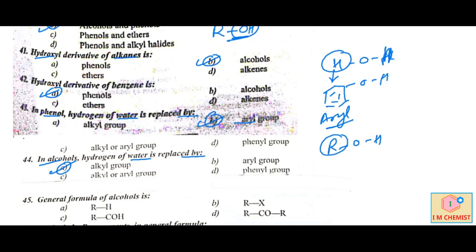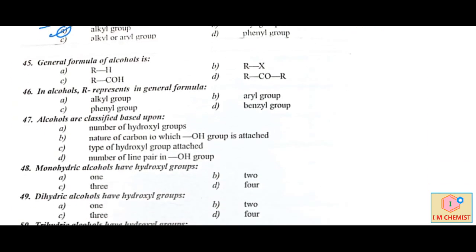Then MCQ number 45, general formula for alcohols. So general formula for alcohols is ROH. Here this is alkanes, this one is aldehydes, this is alkyl halides, while this one is ketones. So right option would be none of these. Alcohols general formula is ROH. MCQ number 46, in general formula R actually represents alkyl group, hence option number A would be correct.